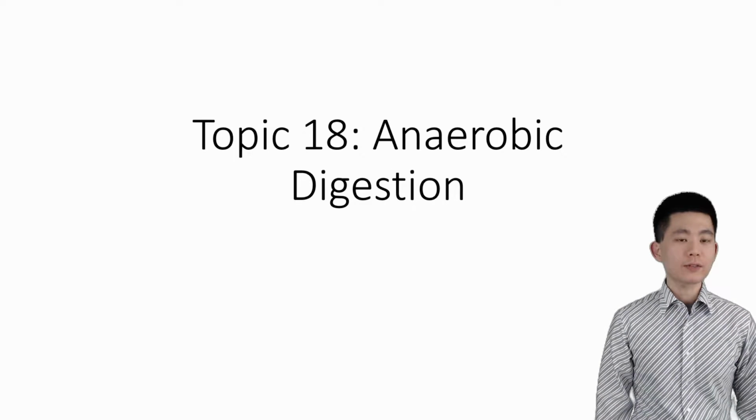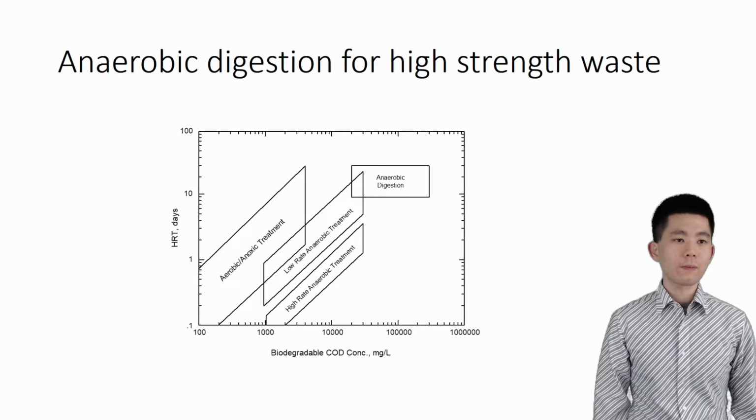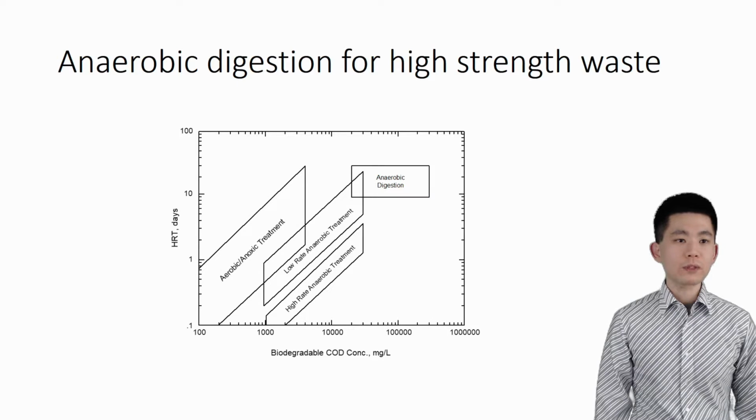In the next two classes, we're going to talk about anaerobic digestion. When the biodegradable COD in a waste stream is very high, the transfer of oxygen becomes a limiting factor. Anaerobic processes become ideal treatment selections as they do not need supply of electron acceptor and convert organic carbon to methane gas, which can be recovered as an energy source.